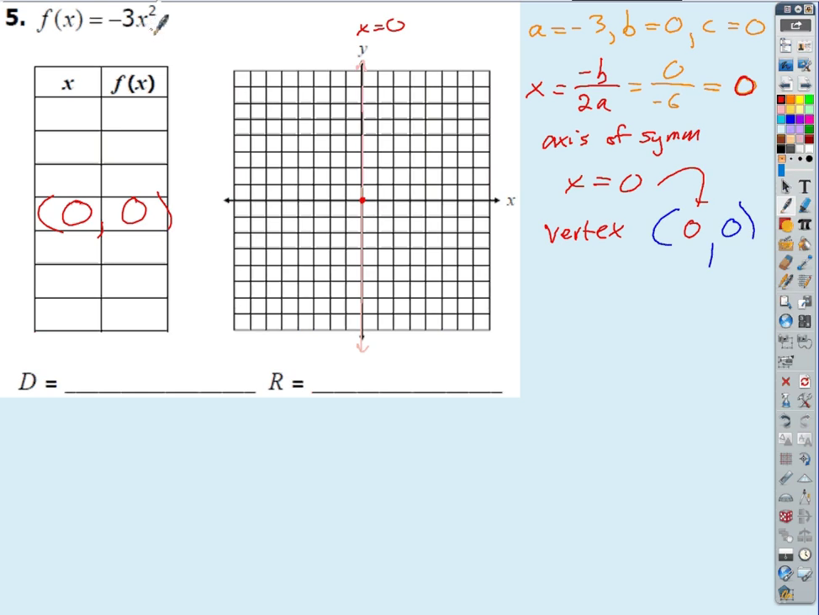Negative 3 times 10 squared. 30 squared. Well, hold on now. I've got to use order of operations, right? I have to do the exponent first. So I'd square the 10 first before I multiply. So what's that going to be? Negative 300, right? Negative 3 times 10 squared, which is 100. Well, that's a terrible point for my graph. Way too big, right?